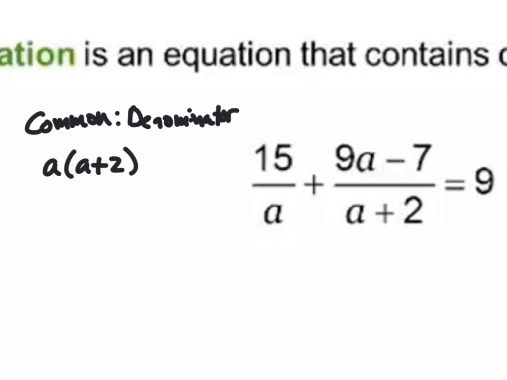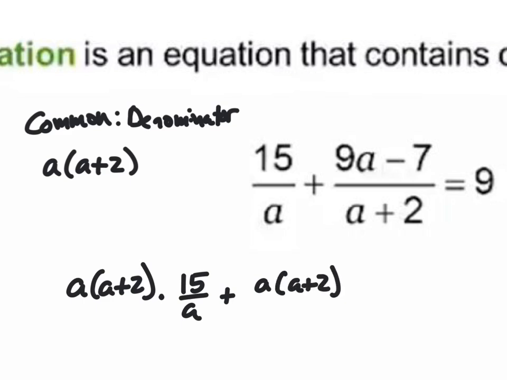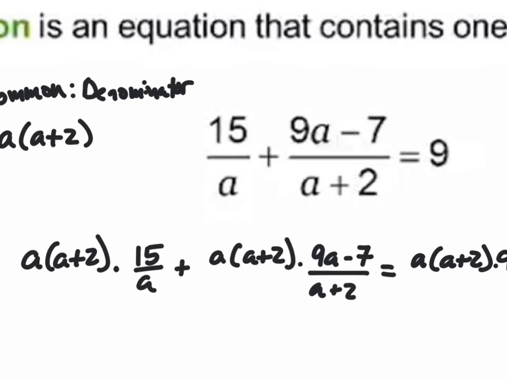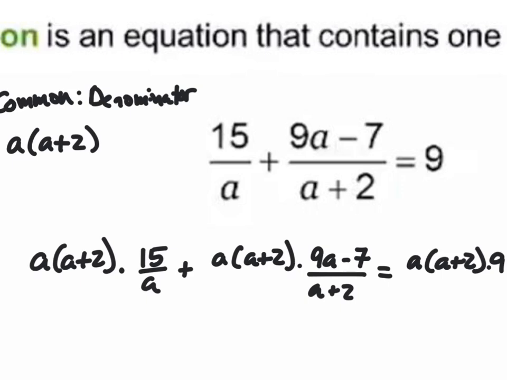So watch what I do here. I'm going to take A times A plus 2, and I'm going to multiply that by 15 over A, okay? And then plus, I'm going to do the same thing. I'm going to multiply by A times A plus 2, and I'm going to multiply that by 9A minus 7 over A plus 2, okay? And then I'm going to do the exact same thing to this third one. I'm going to multiply A times A plus 2 by 9, okay? And so let's see what divides out and what doesn't divide out.